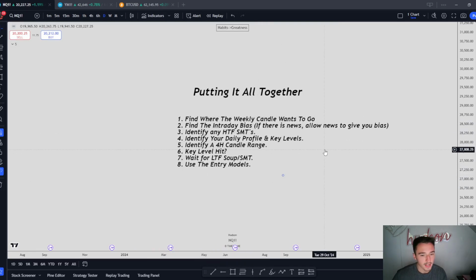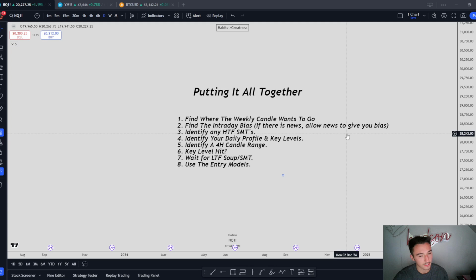Okay, after you have identified a 4 hour candle's range, has the key level been hit? Has that been hit? Wait for the lower time frame soup or SMT, and then use one of the entry models that I've given you: unicorn, fair value gap, order block, or the turtle soup. One of those 4 that I have given you. If you haven't watched that, it was the last video that I uploaded.